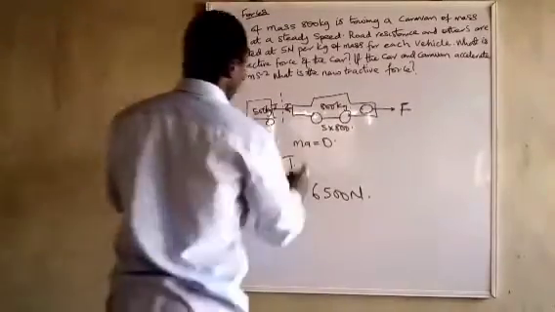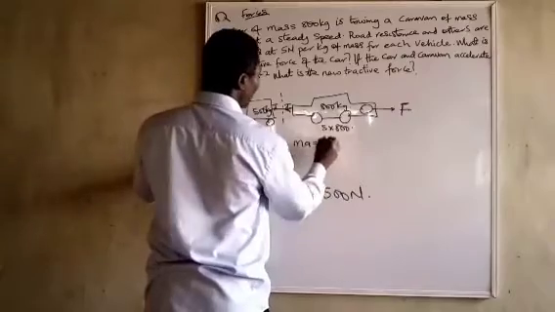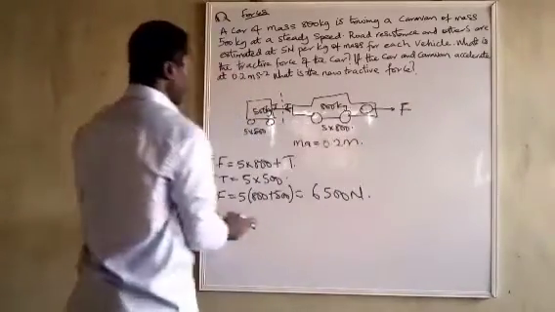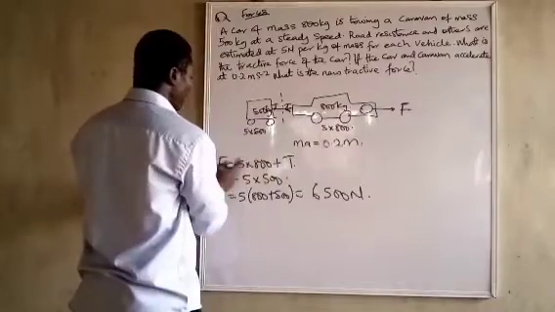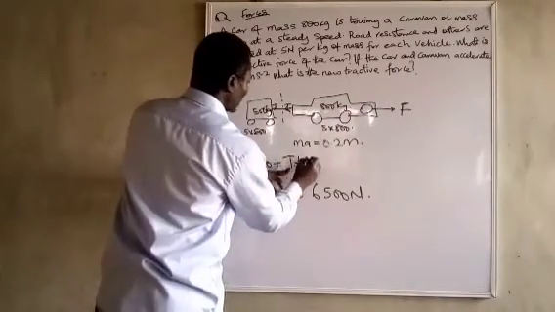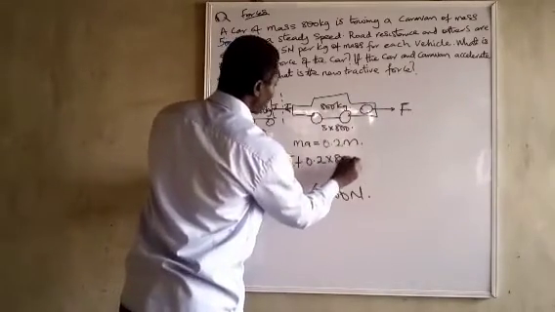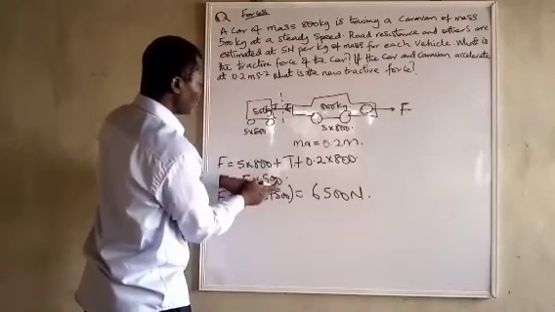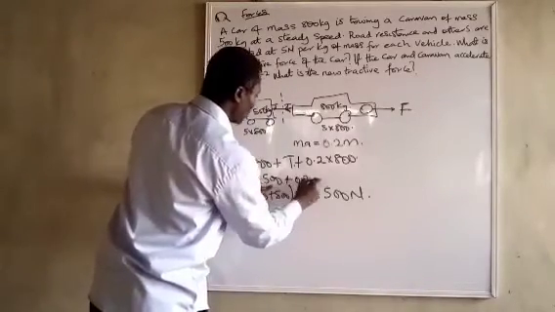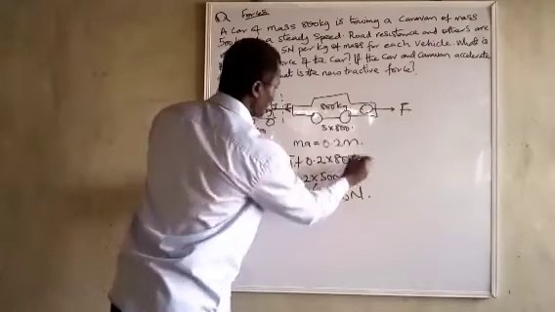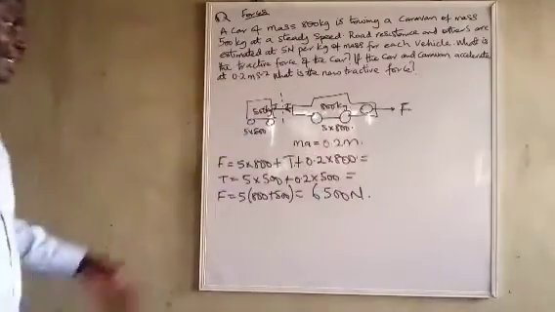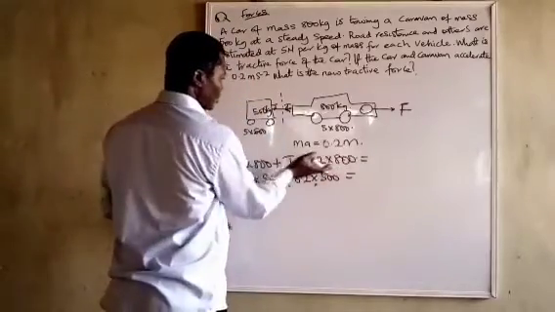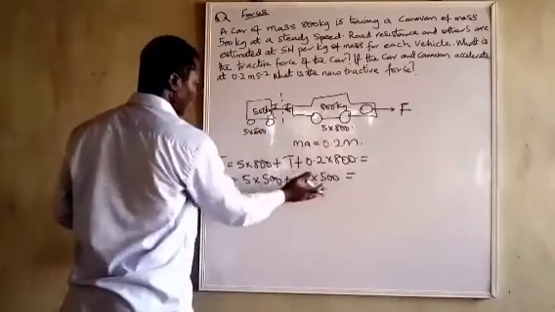Now, if we have acceleration, we are going to have m times 0.2, and it will be added to this force here. So this F now will be 5 times 800 plus T plus 0.2 times 800. And T will be 5 times 500 plus 0.2 times 500. So you can see that is the component of the acceleration. The acceleration has brought in an additional force here.